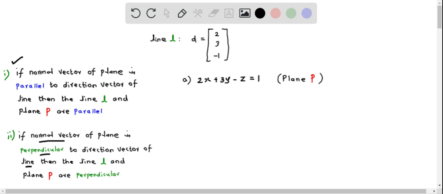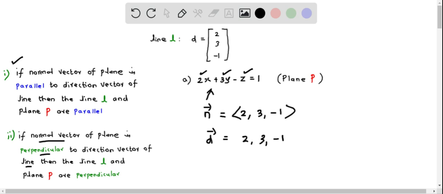First, for this given plane, I'm going to determine the normal vector. I can write down this normal vector in component form: we just have to pick the coefficients, that is the coefficient of x, the coefficient of y, as well as the coefficient of z, and put them as the components of the normal vector. So the normal vector is 2 comma 3 comma negative 1. We put this in component form, and I also write down the direction vector in component form as 2 comma 3 comma negative 1.